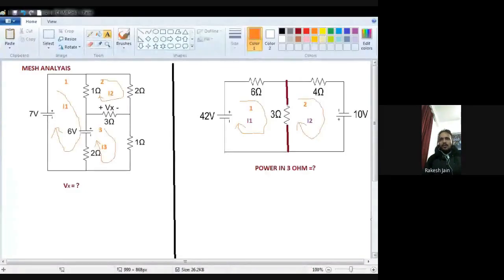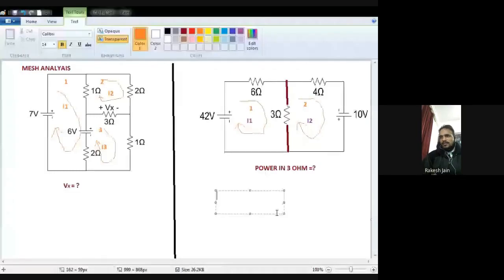Yes, very good. Okay, so I begin to write the equation, first of all, for the first mesh. See, for the 6 ohm resistance, my current is I1, so 6 I1. I change the color, so dark color. Then plus 3 I1. Then minus, because I am in the first mesh, so I take my current I1 as positive, so minus 3 I2.